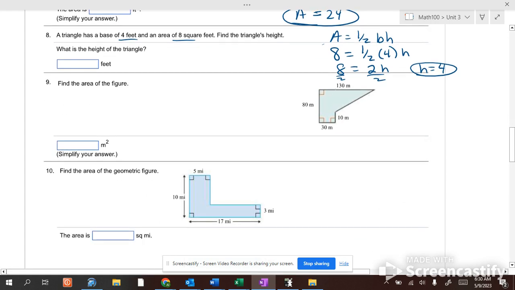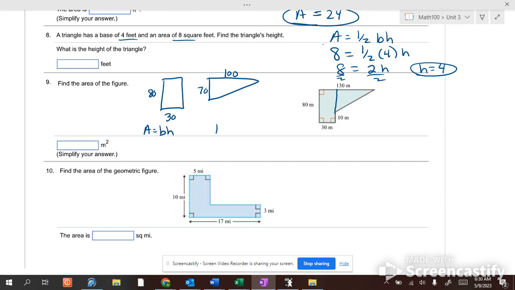Okay, at the last two, you have to break apart the figures. So in this one, you have a rectangle that's 30 by 80. Then you have a triangle that, if this whole side's 130 and we use 30 of it for this, what's left here is 100. If this whole side is 80 and we use 10 right here, what's left for this side is 70. So the area of this part is the base times the height. The area of this part is 1/2 the base times the height.